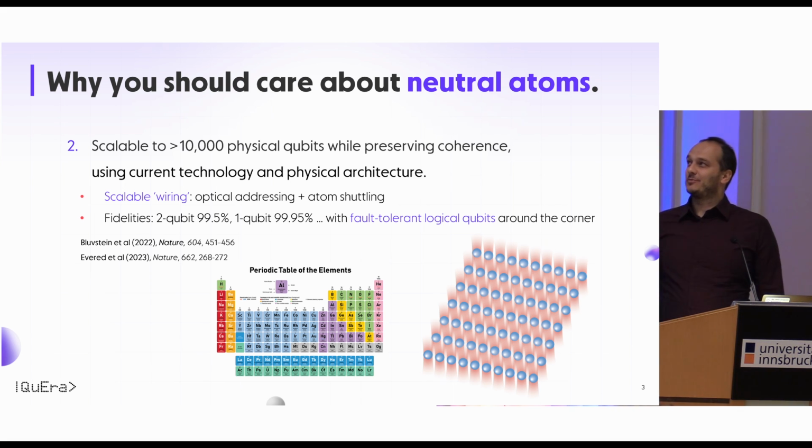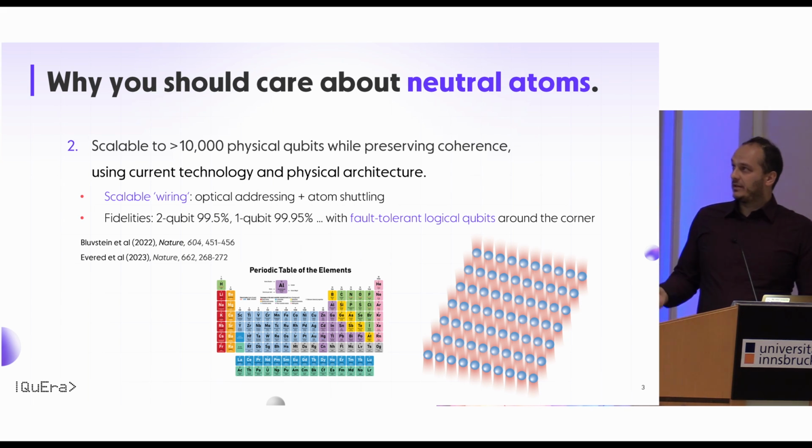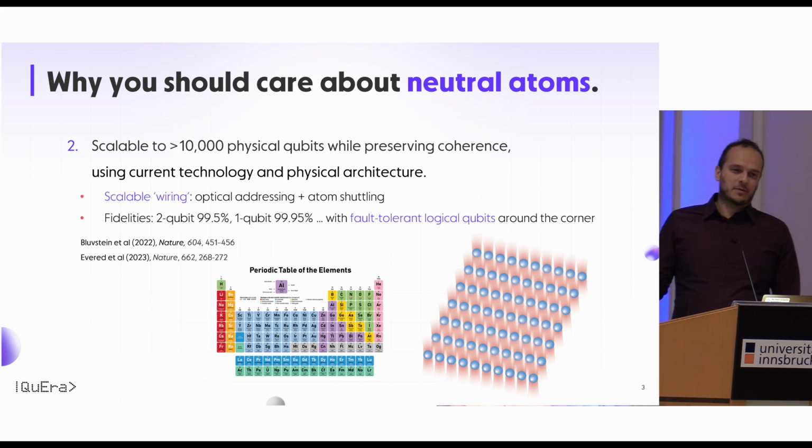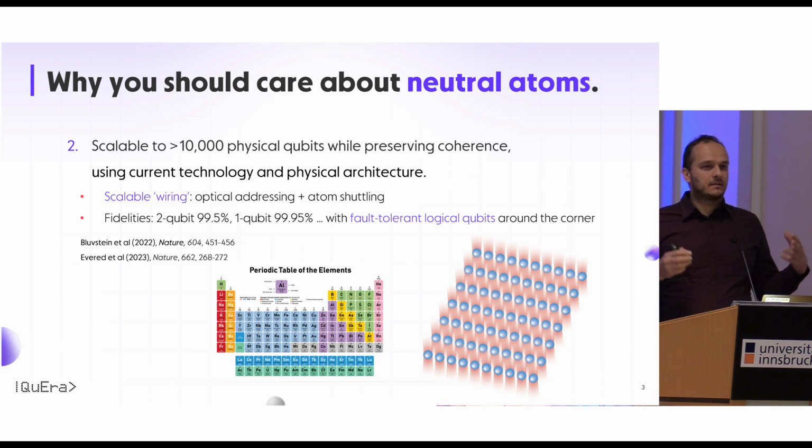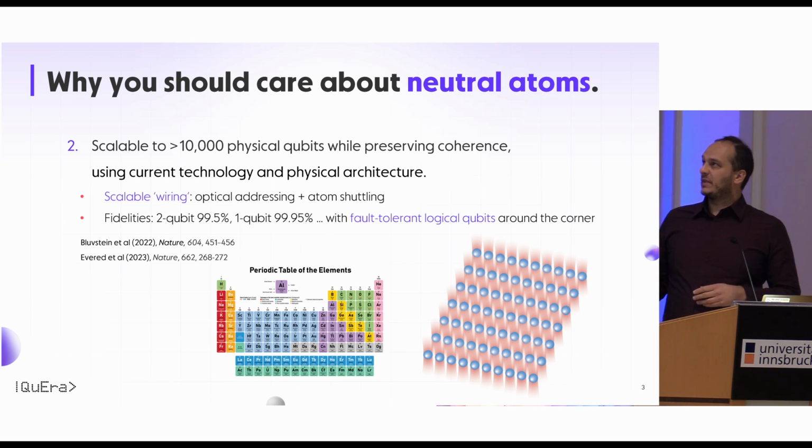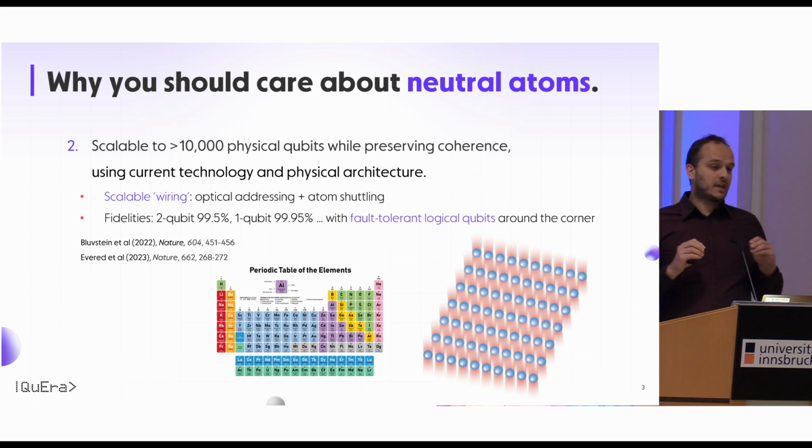The second reason to be interested in neutral atom quantum computers is that with the architecture and the kind of physical technology that we have today, we can scale to about 10,000 qubits without any major technological limitations, while fundamentally keeping the performance in terms of coherence not degraded with the size of the system. And I just want to point your attention to these two seminal papers in the last year or two that have shown how the system can scale to large size, thanks to this shuttling approach, which allows you to do scalable wiring of your qubits.